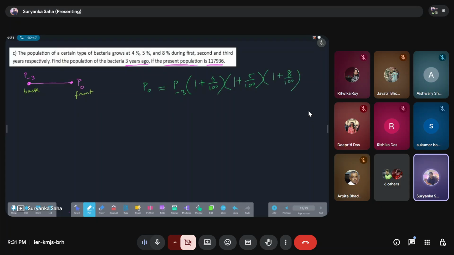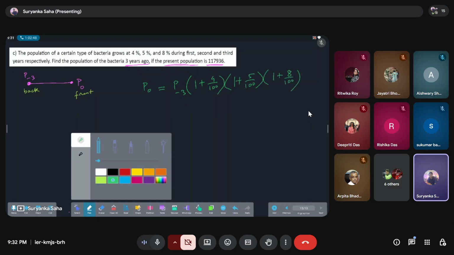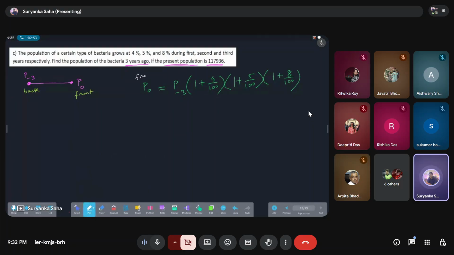So always remember this thing: on the left side of the equal sign it will be front in the timeline, and on the right side it will be back in the timeline. This much is clear. Always it will be front over. In both cases the equation will be the same.